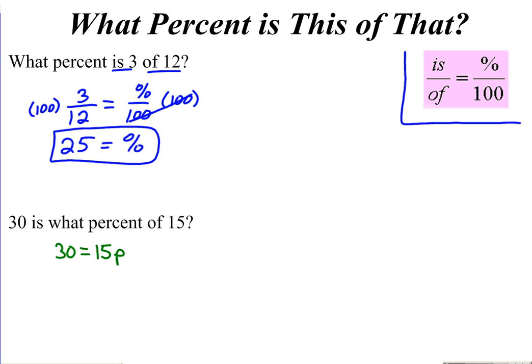Solve this equation for P. Divide both sides by 15. We get 2. Remember, we are finding a percent. That gives us the decimal. We need to change 2 into a percent. We do that by moving the decimal point 2 spots to the right and adding a percent sign.